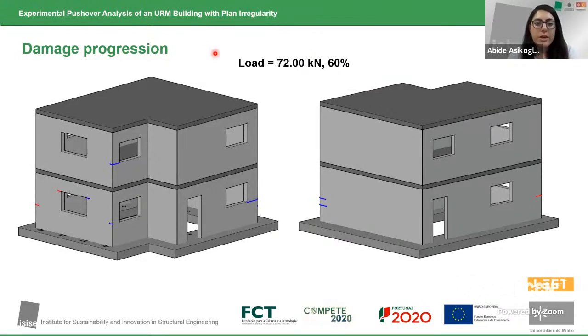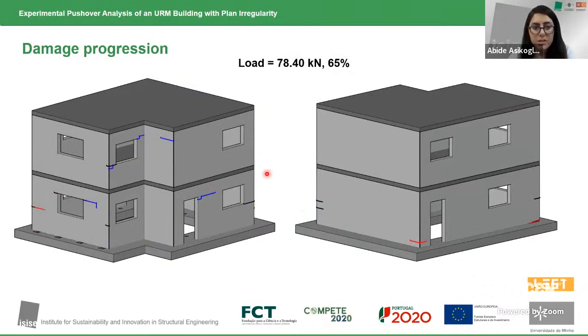For the damage progression, here I'm presenting some maps at the end of each cycle. Red indicates pushing, which is in the positive direction, and pulling of the structure is indicated by blue. The first crack initiated at 60% of the total weight, and the cracks started at the piers, showing some flexural behavior. But additionally, we observed some horizontal cracks, which can be associated with the torsional effect.